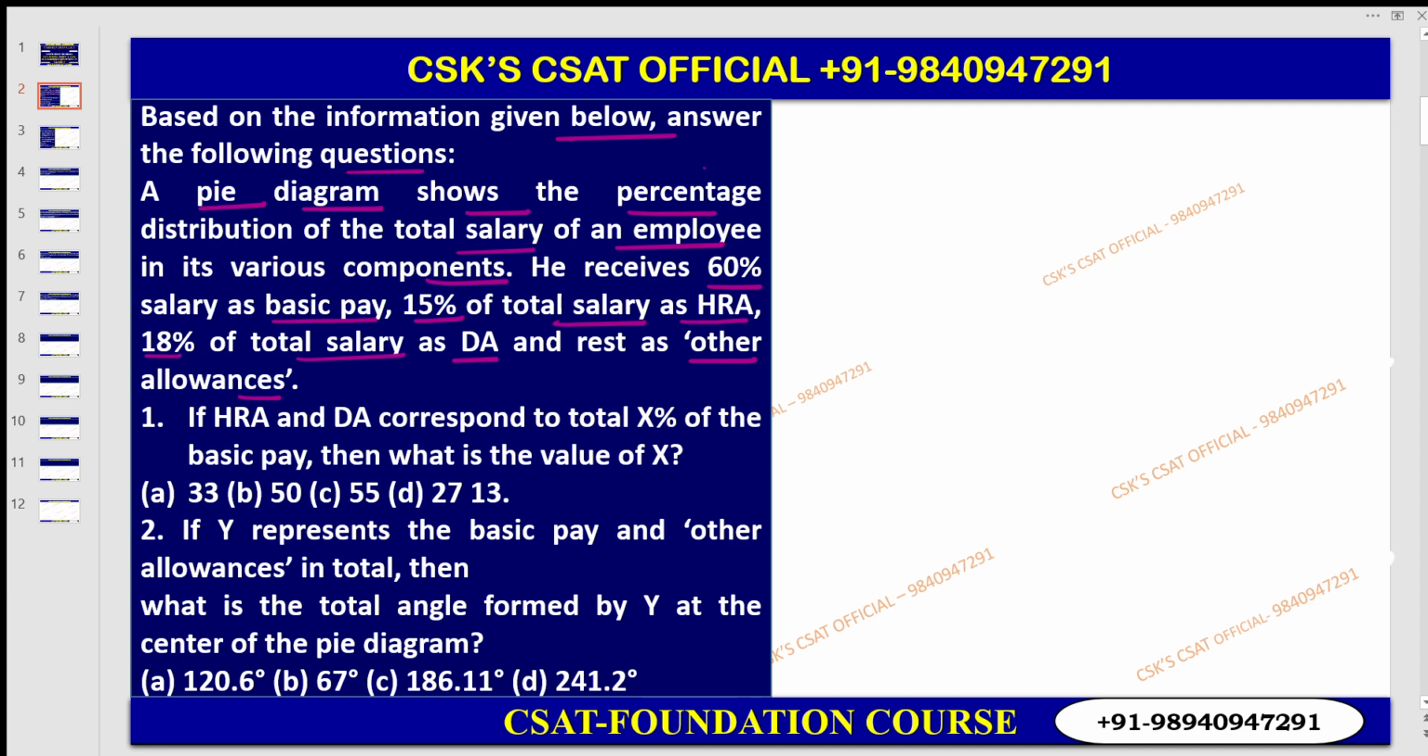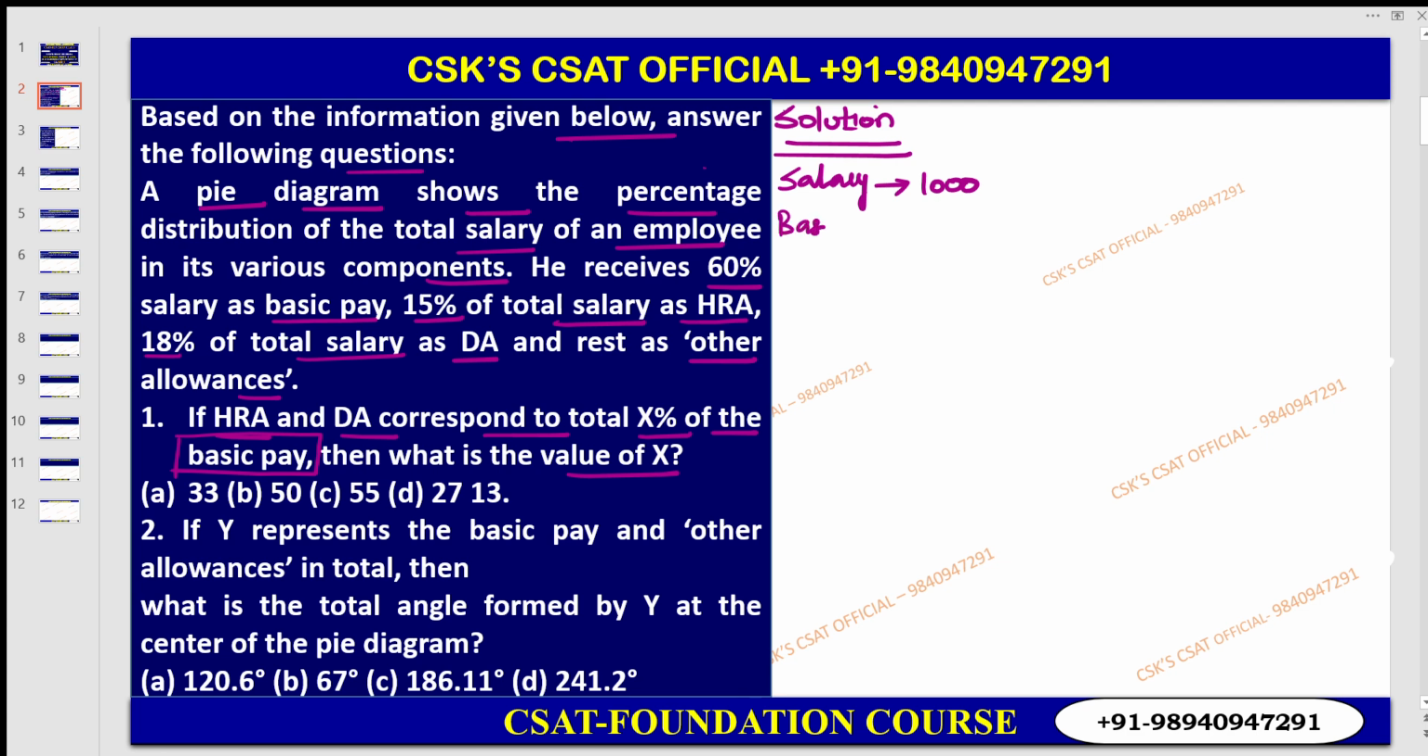Now try to understand here. Two questions are here. If HRA and DA correspond to X percentage of the basic pay, please understand, basic pay, then what is the value of X? So how to solve this question? Now try to understand, you do not know the total salary. Either you can take it as some unknown, or else you can assume some value. What I'm going to do here is take the total salary as 1,000. A simple value itself you can take.